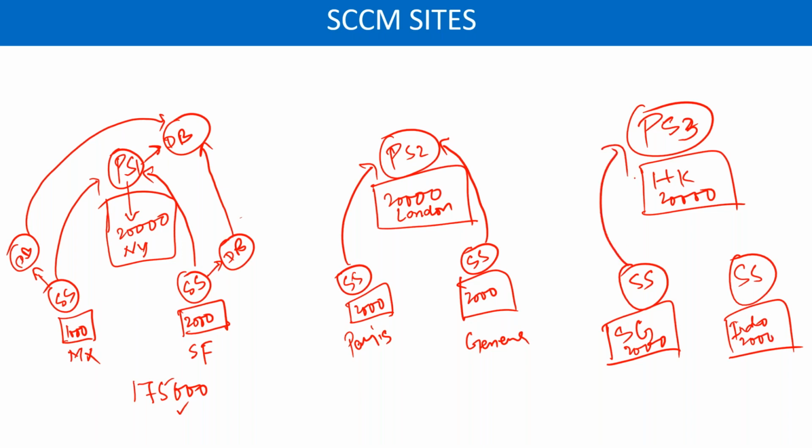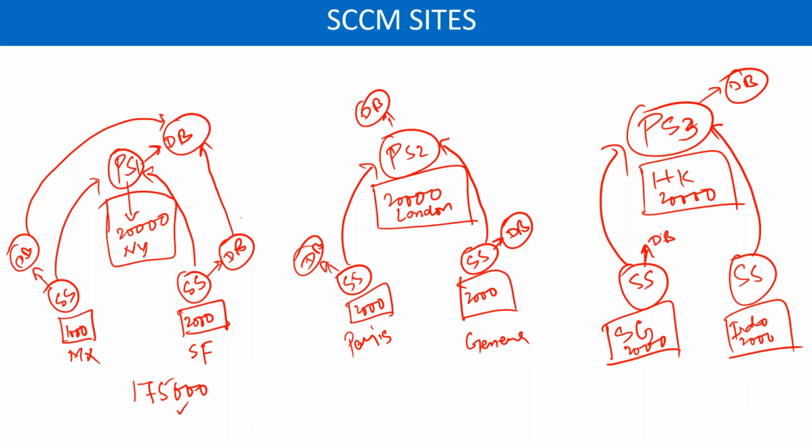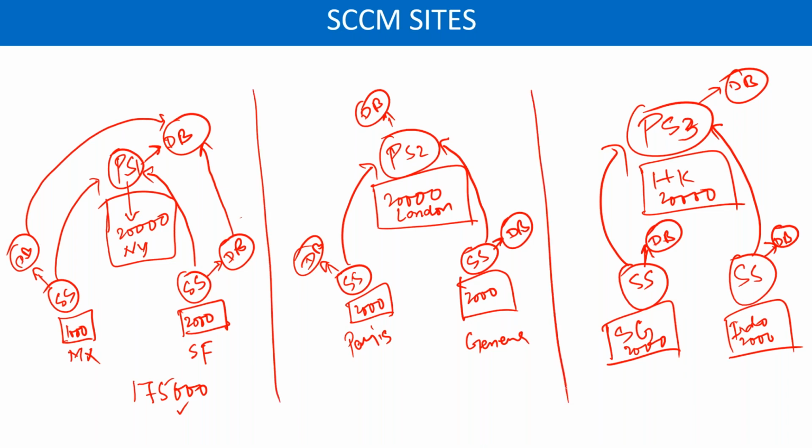So this primary will be reporting back to this one. Now each will have a database, as you see: this primary will also have a database, this will also have a database, this will also have a database, this will also have a database. So either you manage these three different primary sites separately, right?